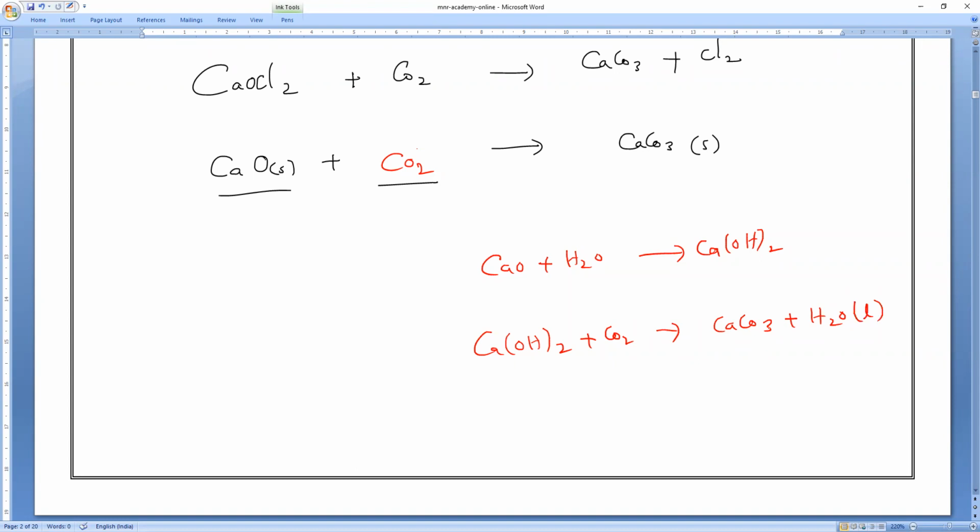Now, in the exam, I will ask you to give any one chemical reaction for formation of calcium carbonate. Then you can give three examples. Am I right or wrong? It may react with the calcium hydroxide, or it may react with the calcium oxychloride, or it may react with the calcium oxide directly. That is the purpose I am asking you.